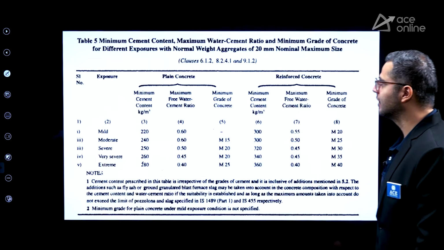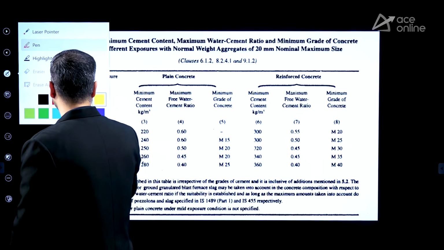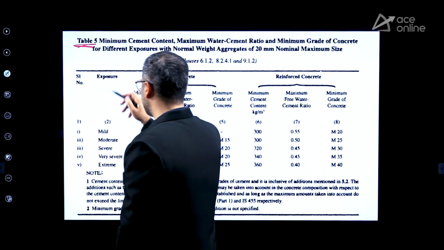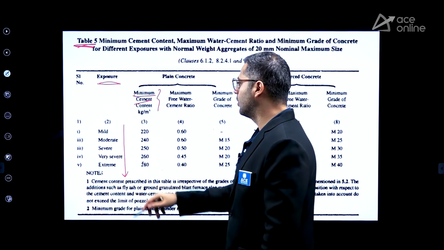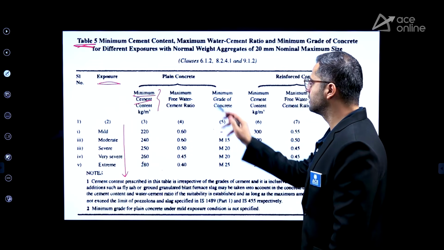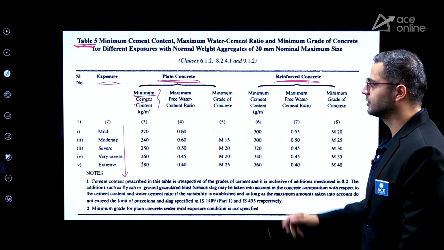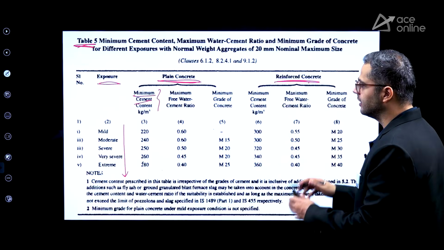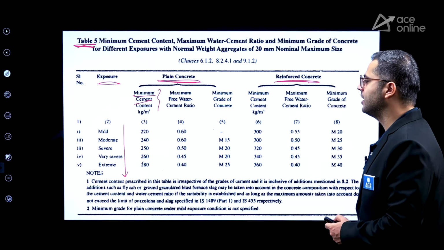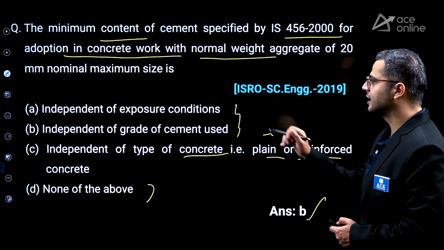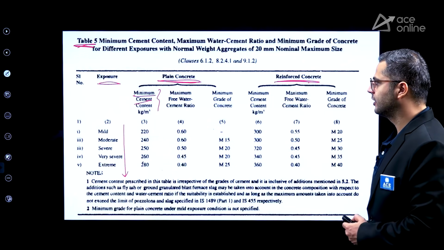So actually this is given in Table number 5 of IS 456. You can just check it out if you want. Right over here you can see the exposure conditions and minimum cement content dependency on the exposure conditions. Afterwards, the minimum cement content for plain concrete and reinforced cement concrete is different. And in this entire table you cannot see the consideration of the grade of cement which is being used over here. So it is independent of the grade of cement. We have to move forward corresponding to that. Okay.